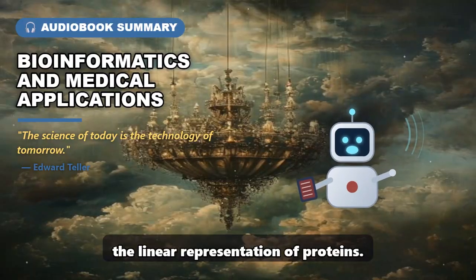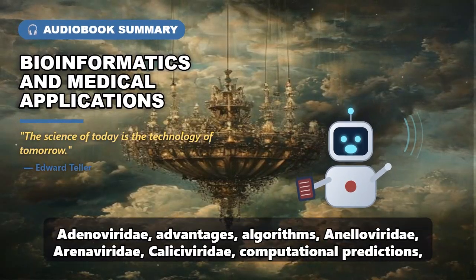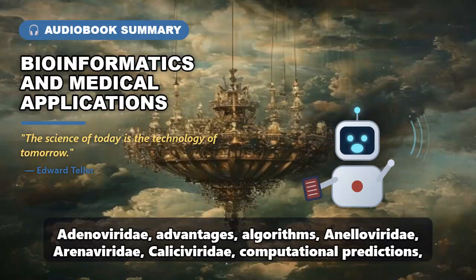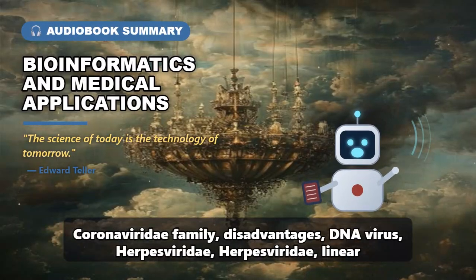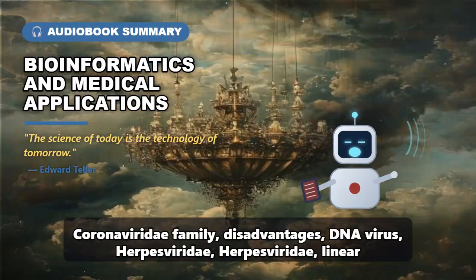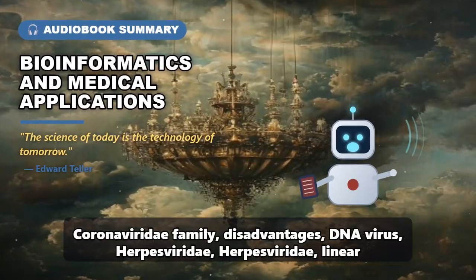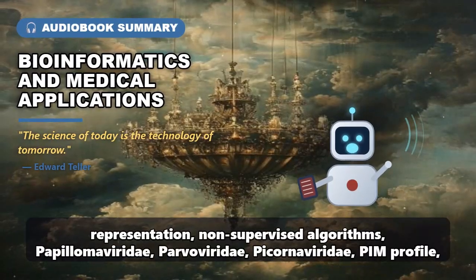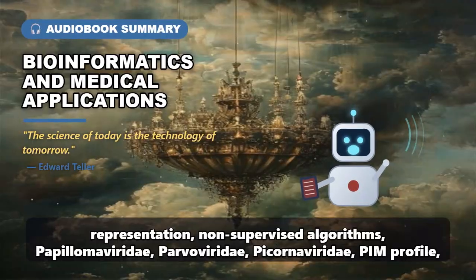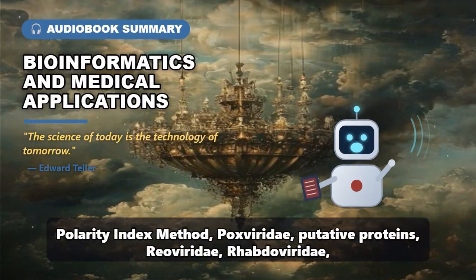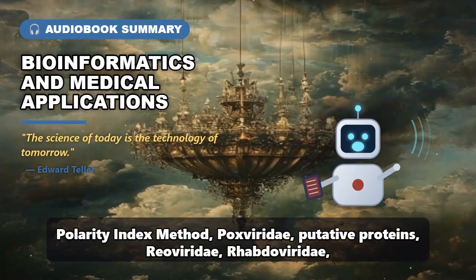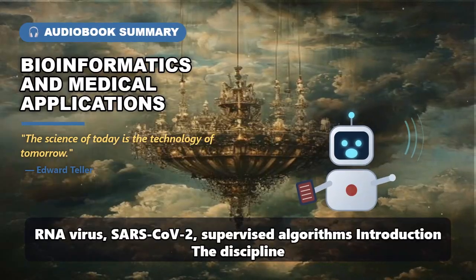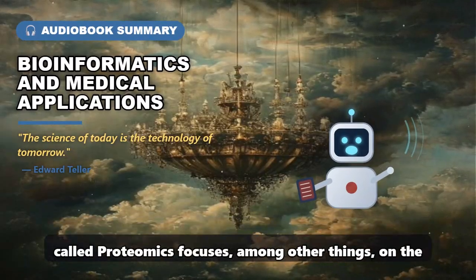representation of proteins. Keywords: Adenoviridae, advantages, algorithms, Anelloviridae, Arenaviridae, Caliciviridae, computational predictions, Coronaviridae family, disadvantages, DNA virus, Herpesviridae, linear representation, non-supervised algorithms, Papillomaviridae, Parvoviridae, Picornaviridae, PIM profile, polarity index method, Poxviridae, putative proteins, Reoviridae, Rhabdoviridae, RNA virus, SARS-CoV-2, supervised algorithms.